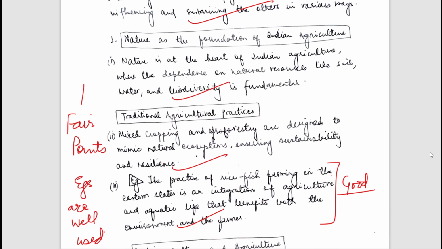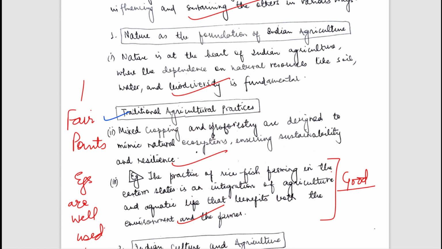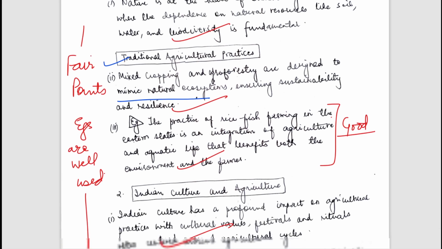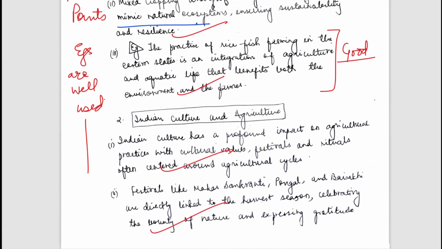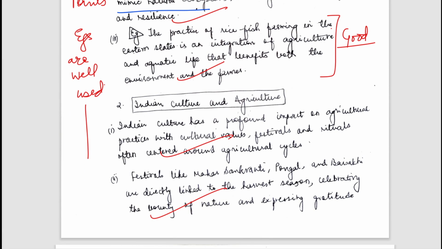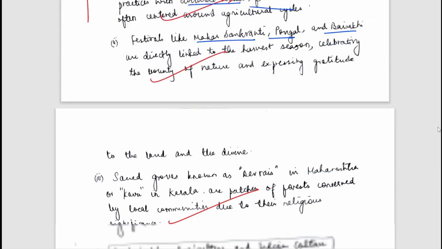You can see traditional agricultural practices have been mentioned, which mimic natural ecosystems. About Indian culture and agriculture, it has been mentioned how cultural values, festivals and rituals are connected. We all know we have various harvest and sowing festivals in our country, for example Makar Sankranti, Pongal, Baisakhi. All these things are related to culture.